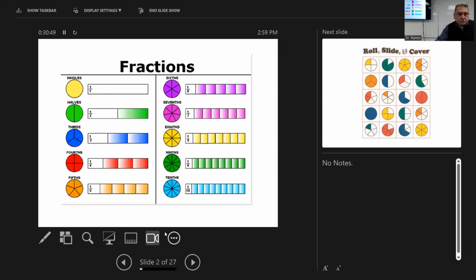As you can see in this diagram, the fractions, I try to show them both graphically and mathematically. This is like the whole, 1/1, half, 1/2, 1/3. You divide that into 3 equal parts, 1/4, 1/5, and so on, and continue all the way to, I think that's 1/16. No, 1/10. I'm sorry.